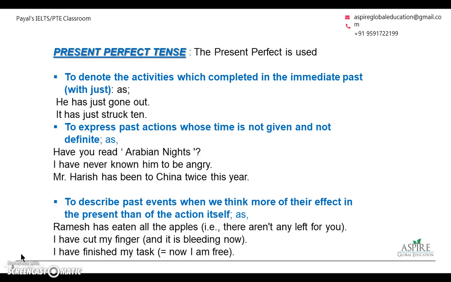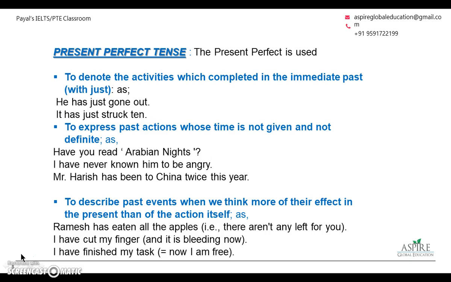Now let's try to understand the present perfect tense. This is used to denote the activities which completed in the immediate past. For example, he has eaten food. In fact, these tenses are sometimes used with the words just or already, to denote that they just finished. So, he has just struck 10, or he has eaten his food, which means he must have eaten just now.